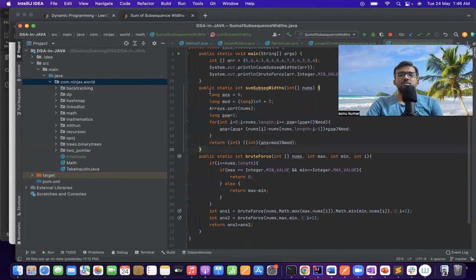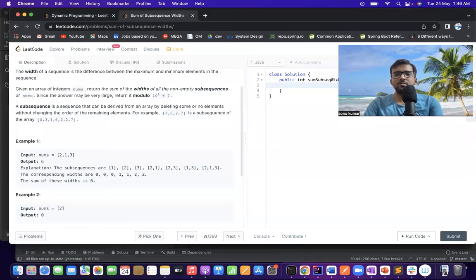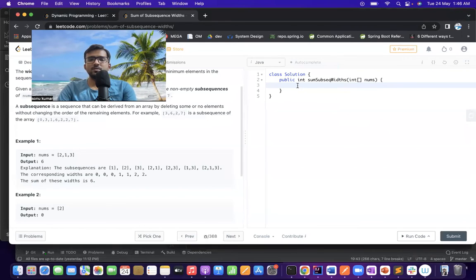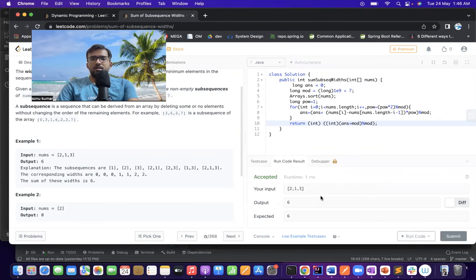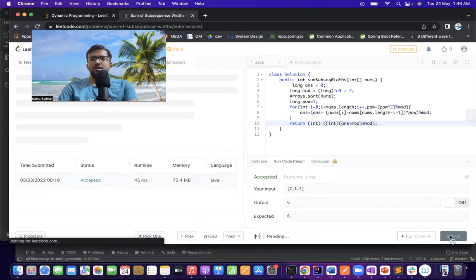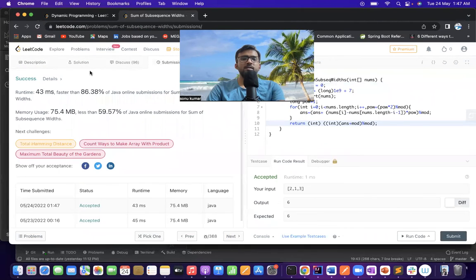So these are the two approaches, and you can submit the solution on the portal and you will see it will be accepted. So just submit this one. I think everything is correct: the variable and nums, everything is correct. Just try by running this one. Yeah, it is correct, and now submit this one. Yeah, it is getting accepted.